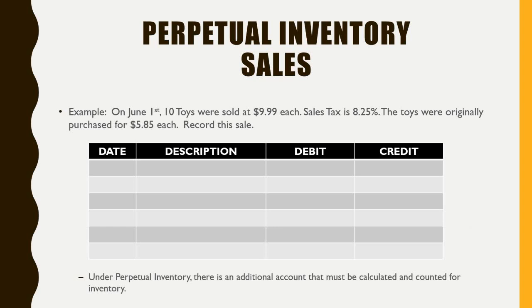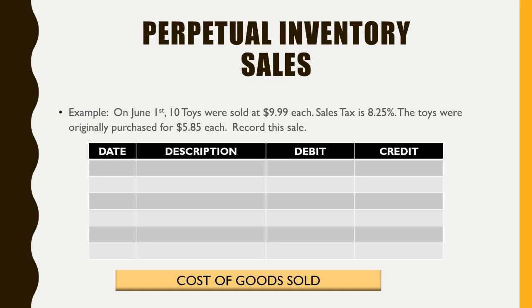Now, because I'm using perpetual inventory, there's one more factor that I need to include, and that's going to be a cost of goods sold account, all right? Now, what cost of goods sold is, when we utilize cost of goods sold, it's considered an expense to us, right? That's us in another sense of trying to get rid of our inventory. So with that being said, you need to include a cost of goods sold account, all right?